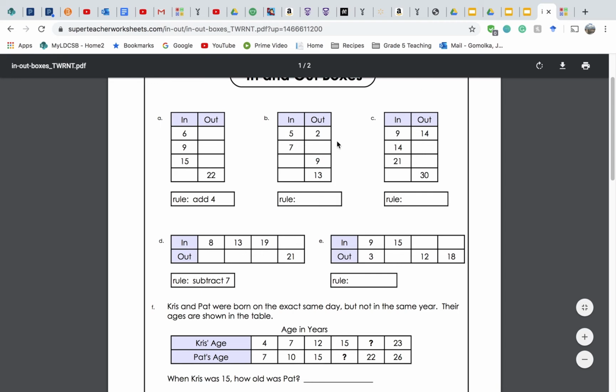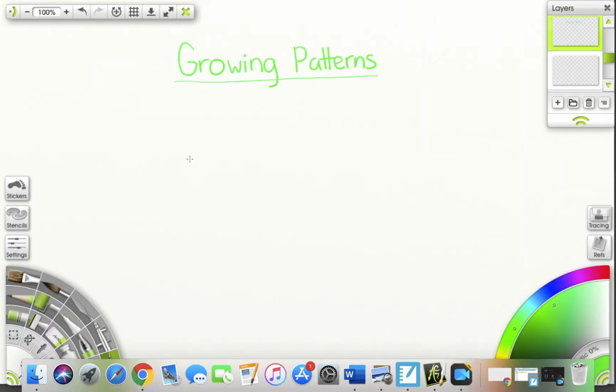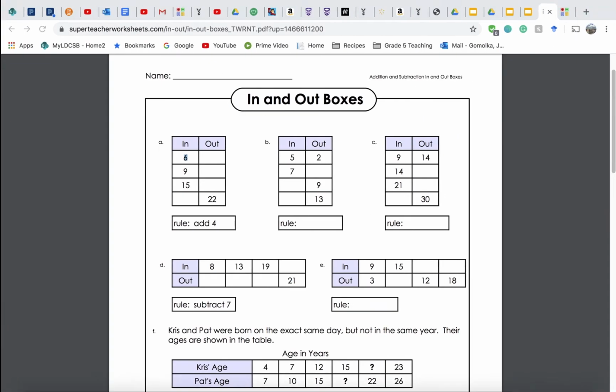How this works is they're called in and out boxes. In is the number in the left column here, and out is the number over here. The rule here says to add 4. What it means by add 4 is add 4 to your in number. So we have to add 4 to get the out number. If our in number is 6, we have to do 6, because that's our in number, plus 4, and that equals 10. So our out number would be 10.